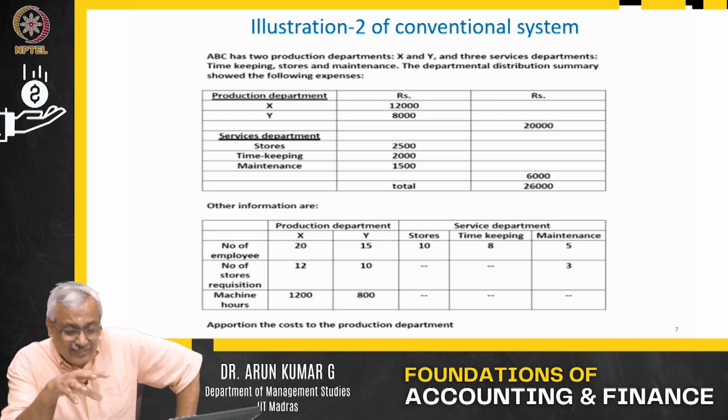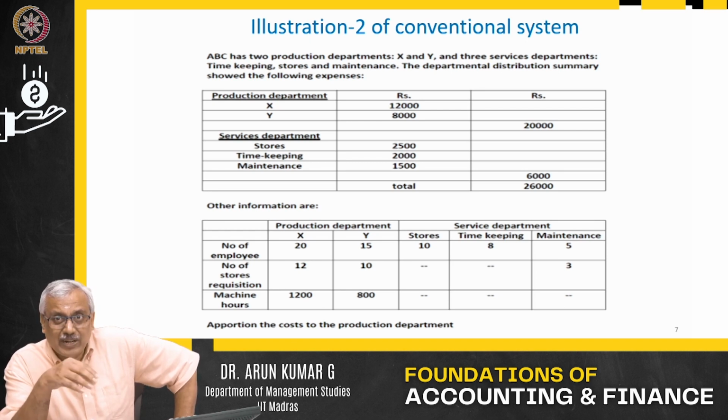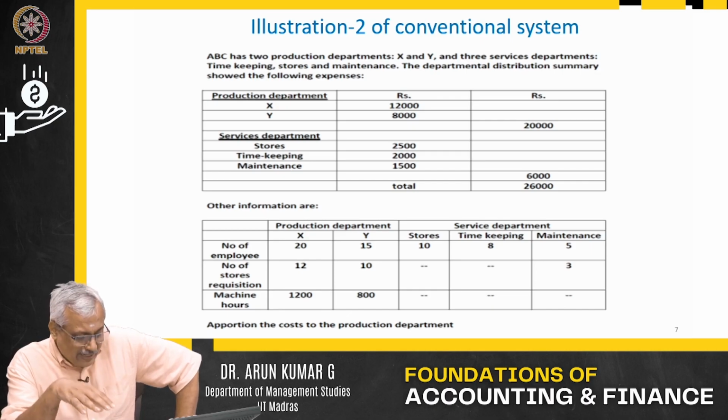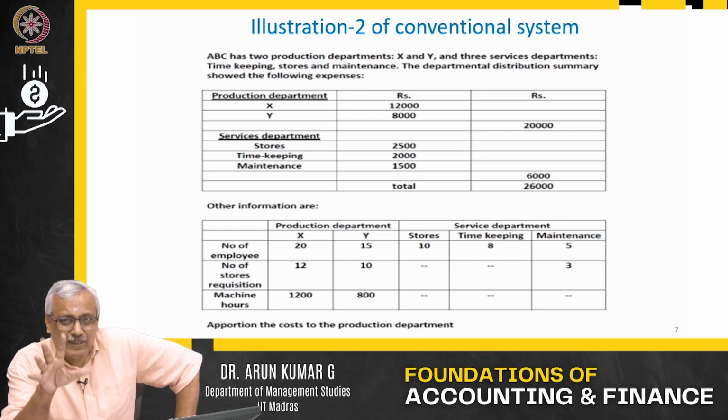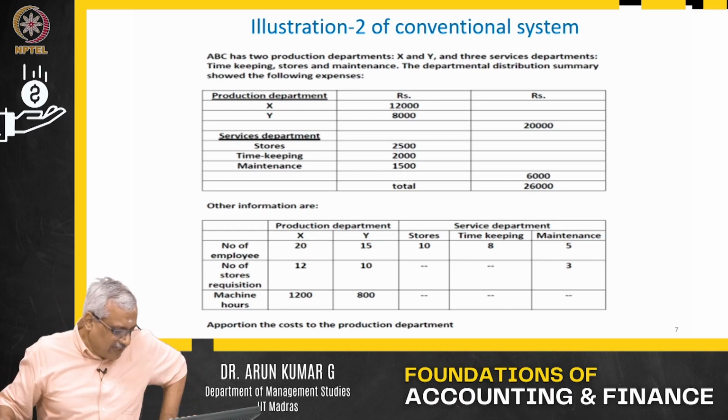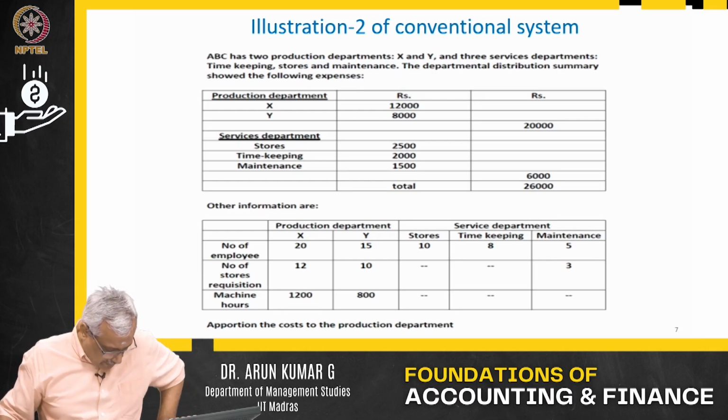So, what we will do is first allocate all the overheads to the production and service departments, then reallocate the overheads of the service departments to the production overhead. So, primary and secondary is what we will work on in this particular method, and that is what we call the step method. We will follow this step method in this case. We will go ahead with this illustration and this solution here.